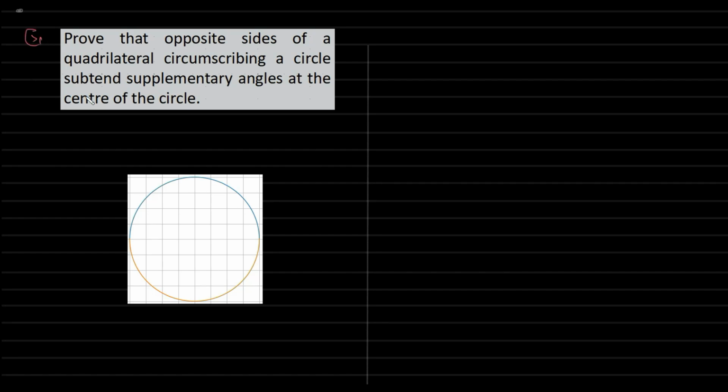Prove the opposite side of a quadrilateral circumscribing a circle subtends supplementary angles at the center of the circle.